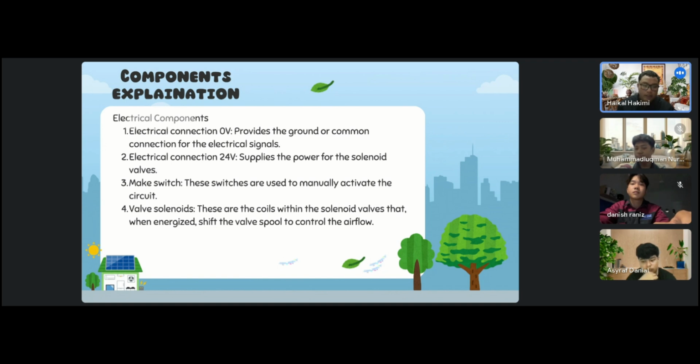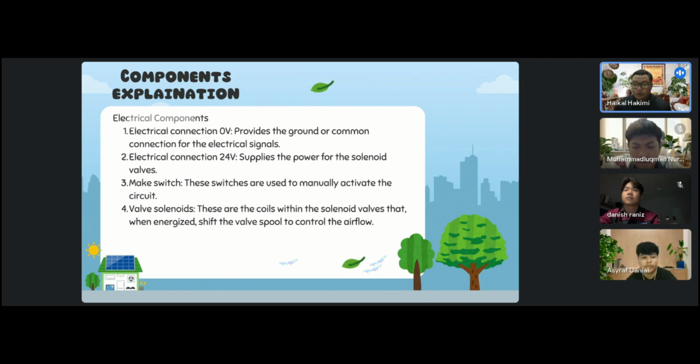we can see that when an electrical current is passed through the coil, it generates a magnetic field that attracts a movable core. This movement shifts the valve spool, controlling the flow of air. Their role in the circuit is that they are the component that converts electrical signals to mechanical action, allowing the 5 two-way valve to control the flow of compressed air.